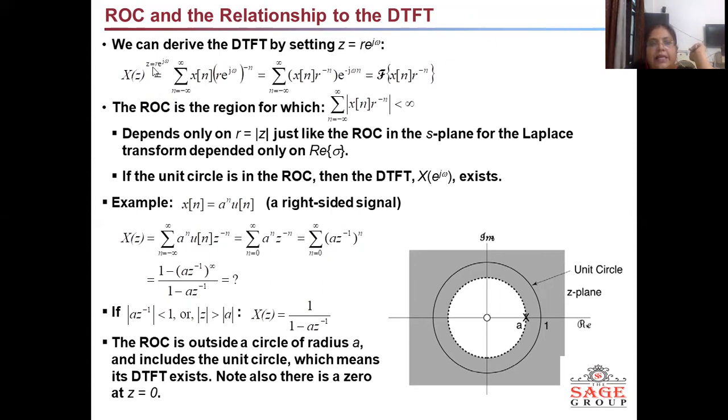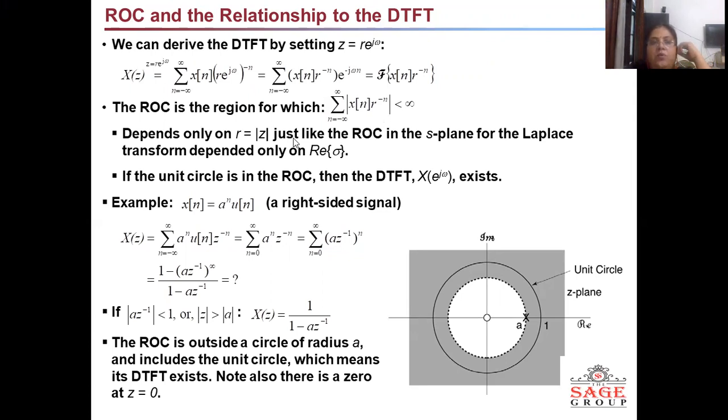Now in this case, we have put the value of z equals r e to the power of j omega. And by substituting, we find that the ROC is the region for which this summation, meaning the Z transform value, should be less than infinity. So it should be a finite value.